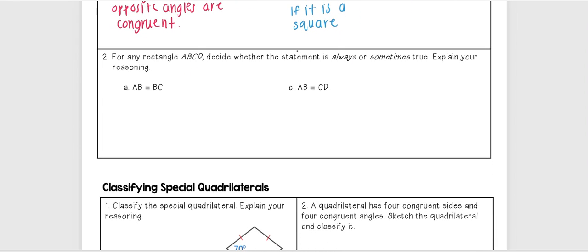So this one says for any rectangle ABCD, so I'm going to draw my rectangle ABCD, decide whether the statement is always or sometimes true. So for that first one, it says AB is equal to BC. So saying this AB side is congruent to this BC side. Well, starting with parallelograms, that told me the opposite sides were congruent. So not necessarily sides right next to each other. In a rectangle, that property was just 4 right angles. So I can't use that. So this one, again, is going to be sometimes.